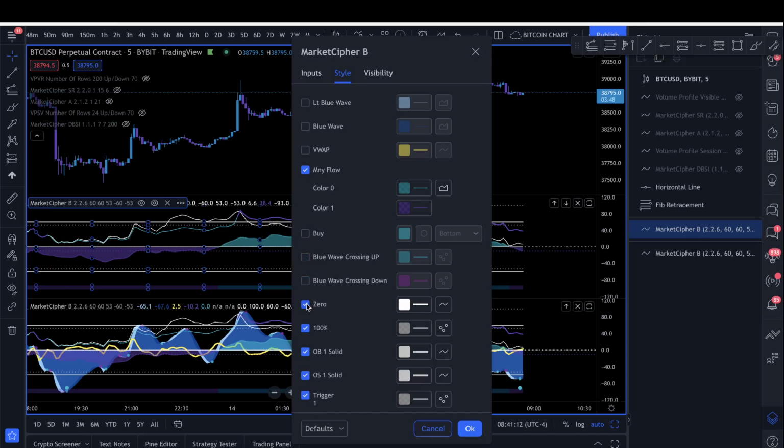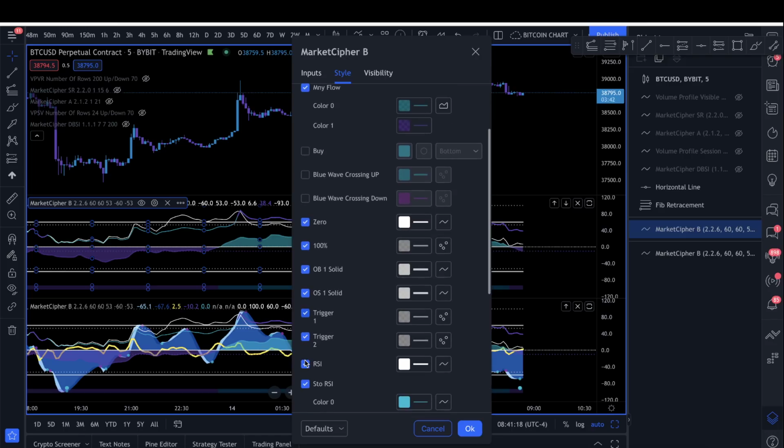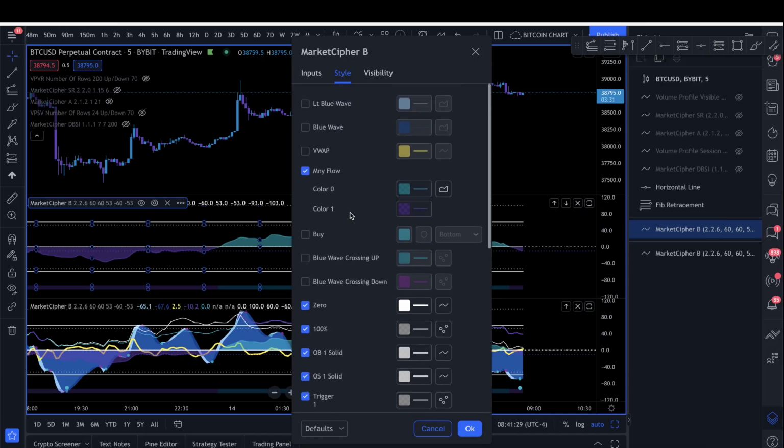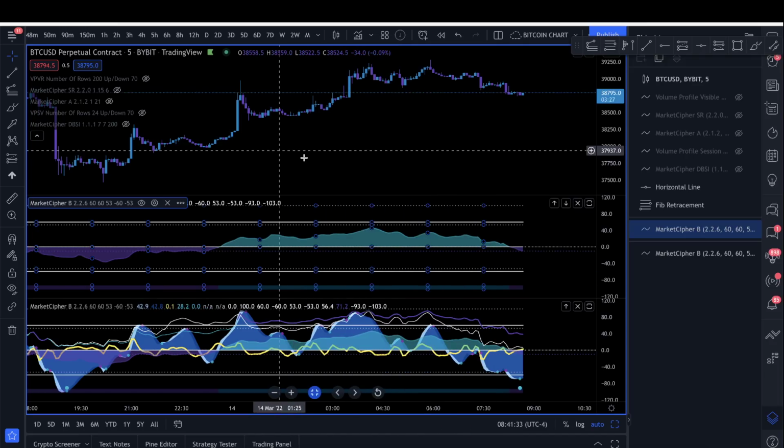So you're going to uncheck all these boxes, the RSIs as well. You can actually keep 0, 100%, OB 1 solid, OS 1 solid, trigger 1 and trigger 2. You can keep that on your chart, but uncheck everything else except for the money flow. And then go ahead and click OK.